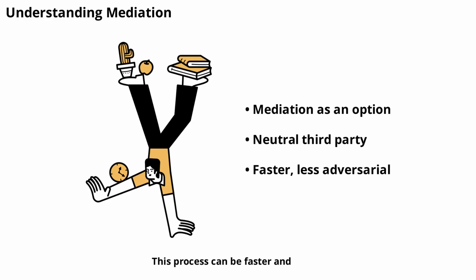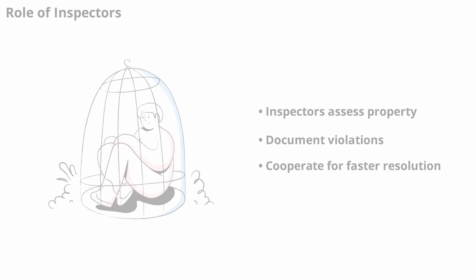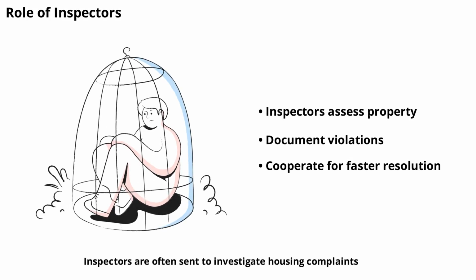This process can be faster and less adversarial than a formal complaint, and it often leads to mutually satisfactory solutions. Inspectors are often sent to investigate housing complaints. They visit the property, assess the situation, and document any violations. Their reports are used by agencies to make decisions about enforcement and repairs. Cooperating with inspectors and providing access to the property can help resolve your complaint more quickly.